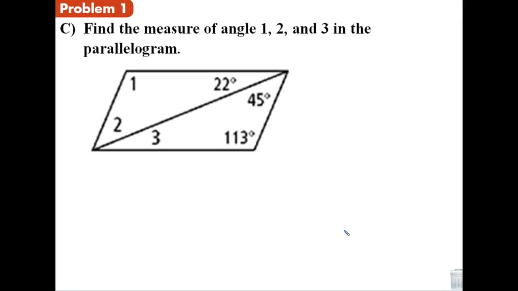Let's go through part C together. Same idea, but with this parallelogram we have an extra diagonal running through it, giving us a few more angles to find. Same idea though: find the measure of angles 1, 2, and 3 in the parallelogram. We can start off with the measure of angle 1. Since 1 is opposite to this 113, I know that's going to be congruent to it as well. So 1 will be 113.